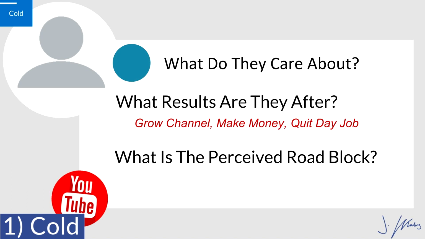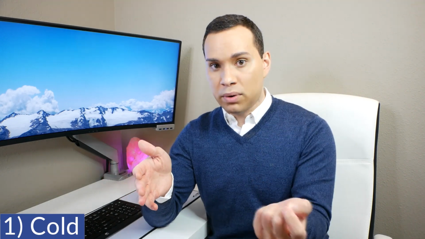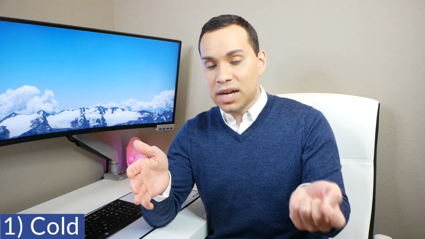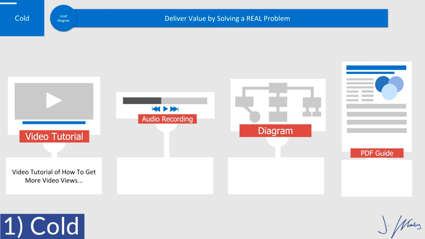In this particular instance, we have not enough views, not enough subs, video quality, and poor ranking. All of these factors can contribute to someone's channel not growing. It's our job to figure out which one of those perceived roadblocks is most important to our prospect or ideal customer, and then solve it for them inside of the lead magnet. So here are a couple of examples. We have a video tutorial on how to get more views.